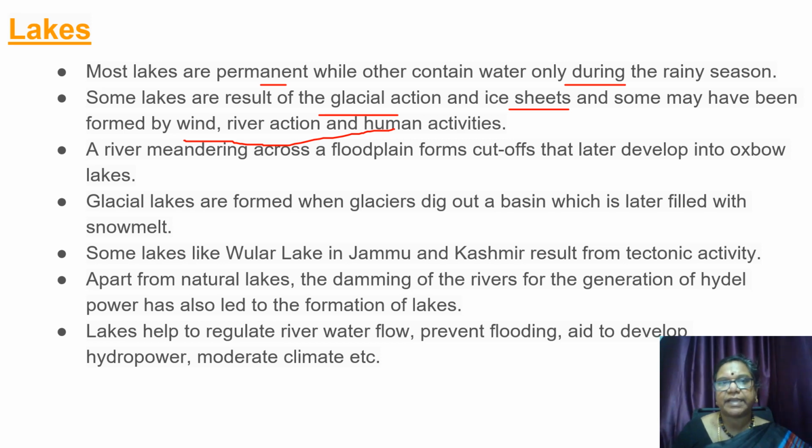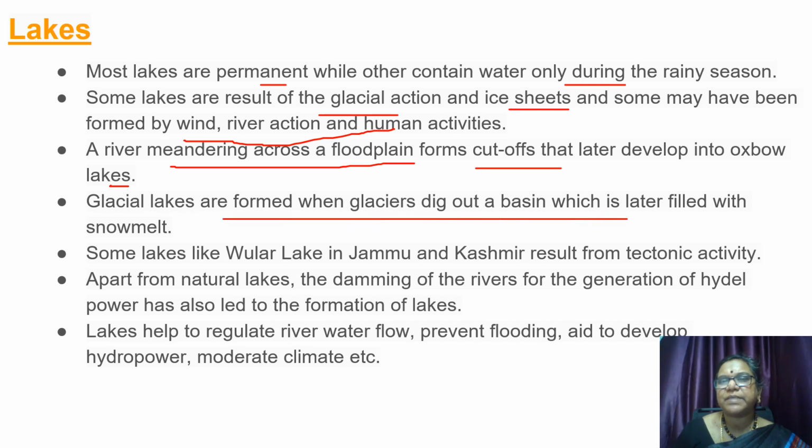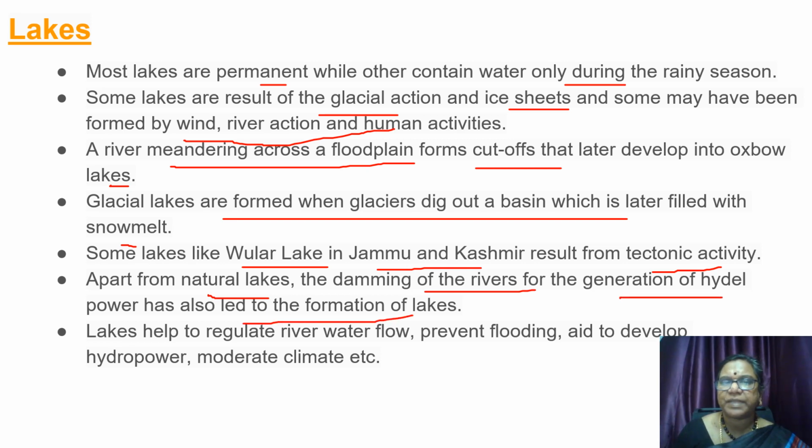Humans also create lakes. The river meandering across a floodplain forms cutoffs that later develops into oxbow lakes. Glacier lakes are formed when glaciers dig out a basin which is later filled with snowmelt. Now, some lakes, like if you take Wooler Lake in Jammu and Kashmir, it is result of tectonic activity. Apart from natural lakes, the damming of rivers, where you construct a dam across the rivers for generation of hydroelectricity, has also led to formation of many lakes.